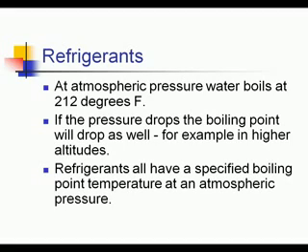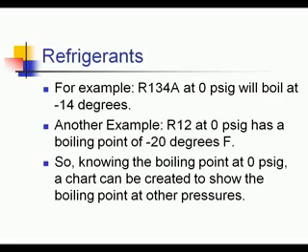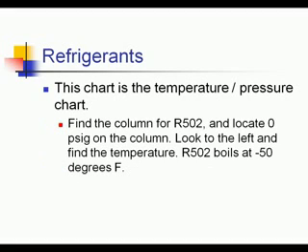Refrigerants all work on the temperature-pressure relationship. In other words, with water at atmospheric pressure, it boils at 212 degrees. If the pressure drops, the boiling point will drop as well, for example, at higher altitudes. Refrigerants all have specified boiling points at atmospheric pressure, and then that changes based on the different pressures. For example, R134A, which is the refrigerant used in cars, at 0 psig will boil at negative 14 degrees Fahrenheit. R12 at 0 psig has a boiling point of negative 20 degrees Fahrenheit.